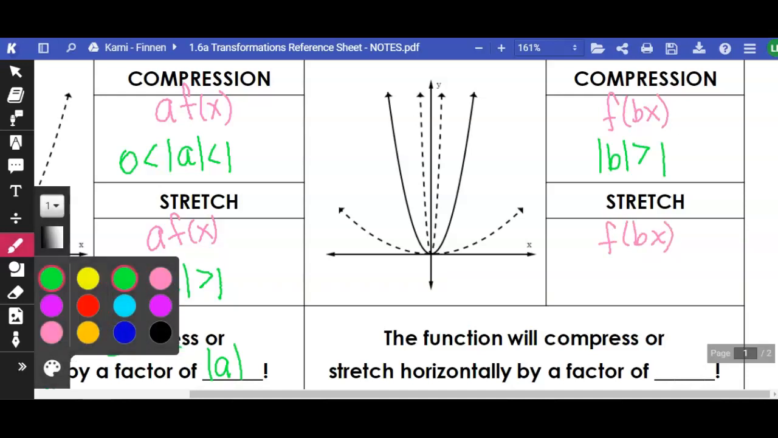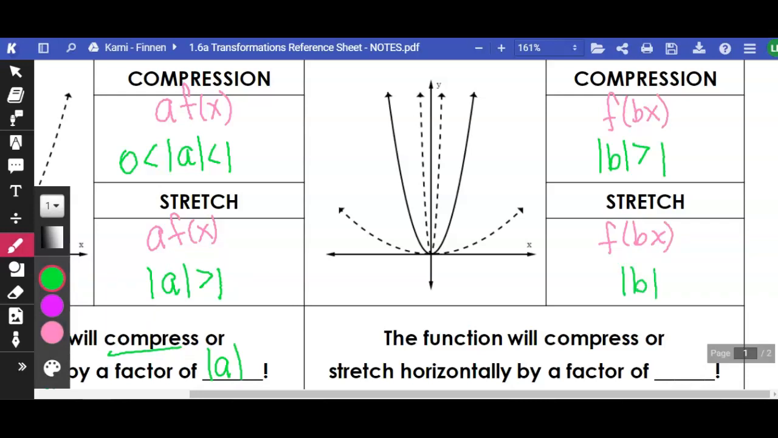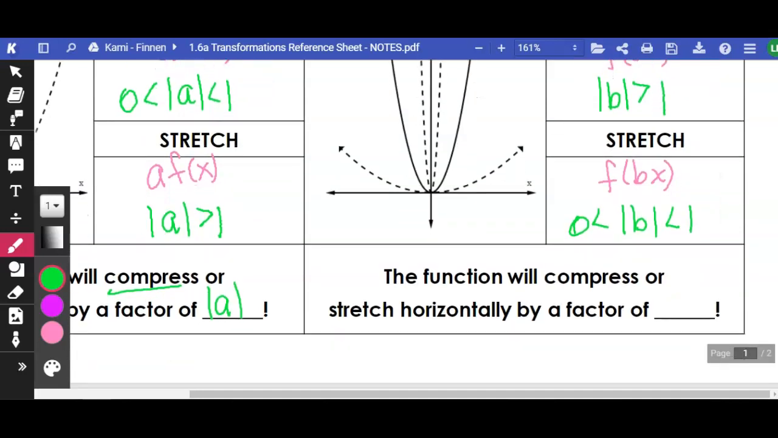And then this time, the absolute value of b is less than 1, greater than 0. So it'll be like 1/2 or 2/3 or something like that. Basically, these two are opposite here. So here, the function will compress or stretch horizontally, because we're multiplying by x, by a factor of, not b, because x lies. So instead of multiplying by b, we're really dividing by b. So when you talk about it as a factor, you're talking about multiplication. So this is the absolute value of 1 over b.